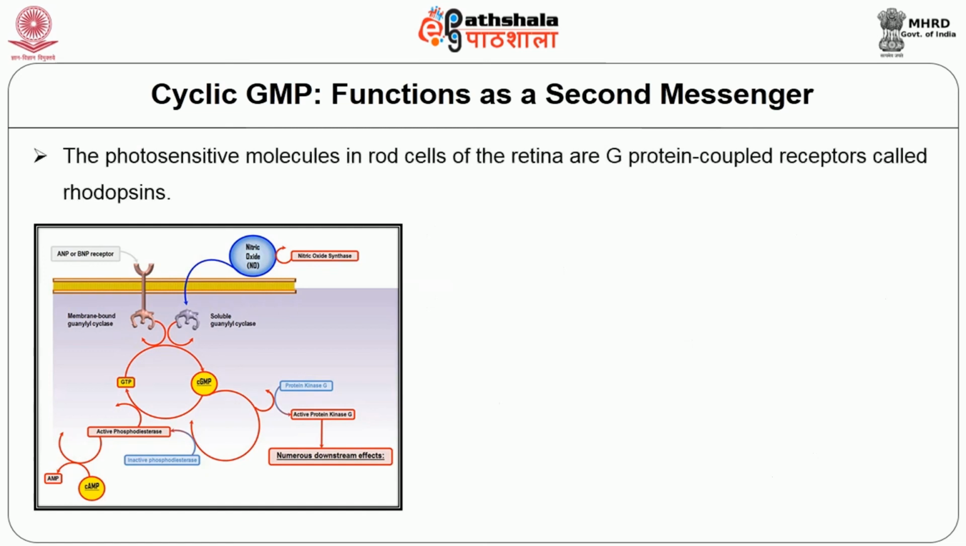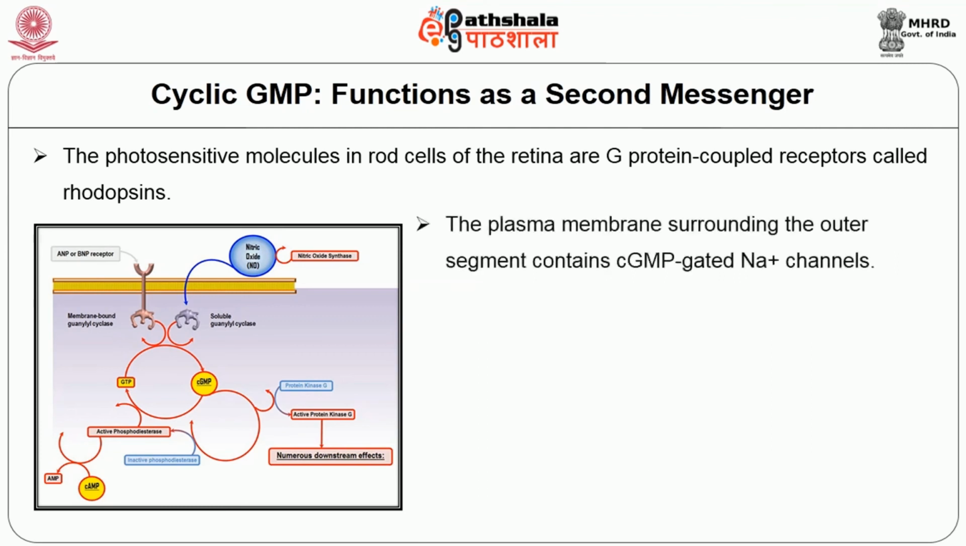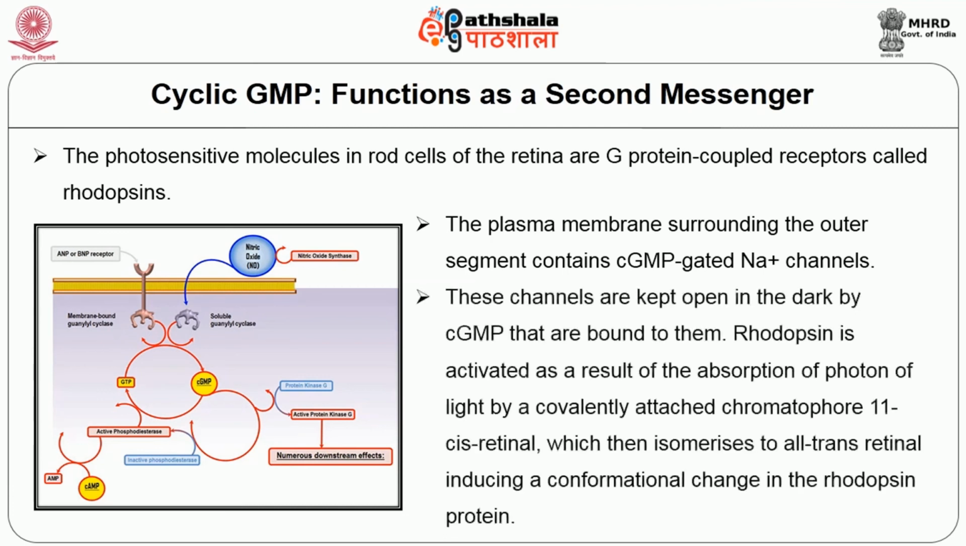The photosensitive molecules in rod cells of the retina are G protein coupled receptors, which are called the rhodopsins. The plasma membrane surrounding the outer segment contains cyclic GMP gated sodium ion channels. These channels are kept open in the dark by cyclic GMP that is bound to them. Rhodopsin is activated as a result of absorption of a photon of light by a covalently attached chromophore, 11-cis retinal, which then isomerizes to all-trans retinal, inducing a conformational change in the rhodopsin protein.